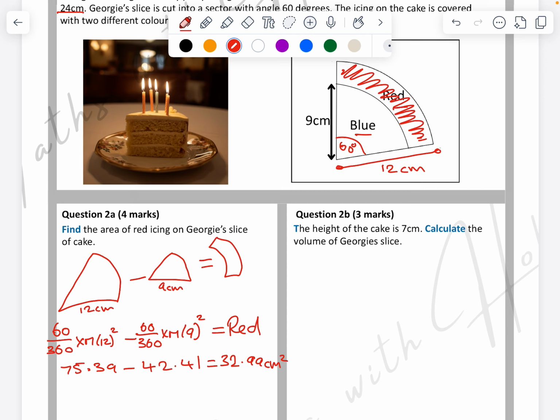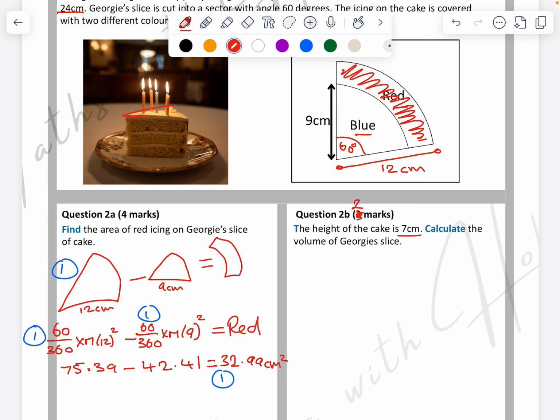Okay, where you mark someone here, you're going to have one mark for this section, one mark for working out each of these, and then one mark for the answer. Right, question 2, it's only probably worth 2 marks, it's a bit of a mistake. So it says the height of the cake is actually 7 centimeters.